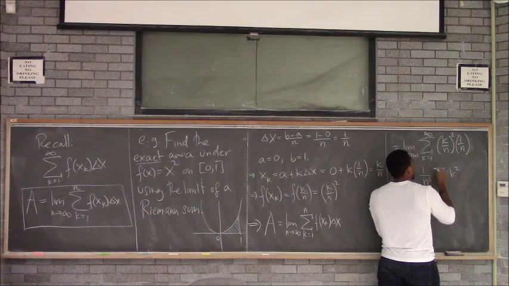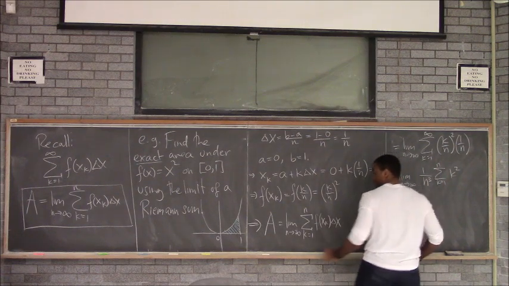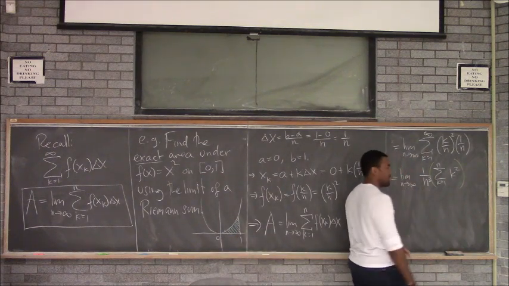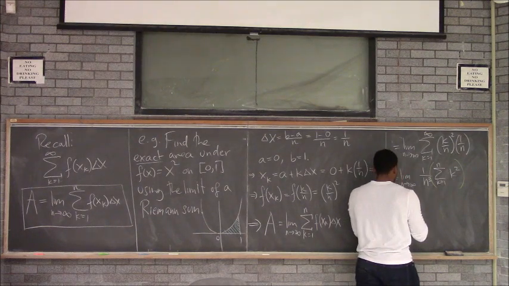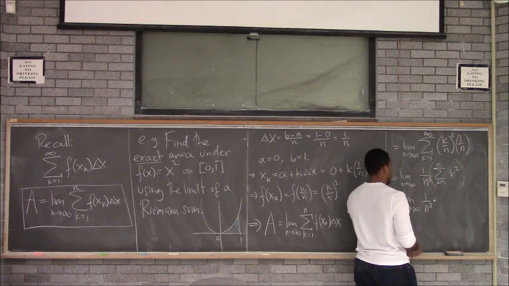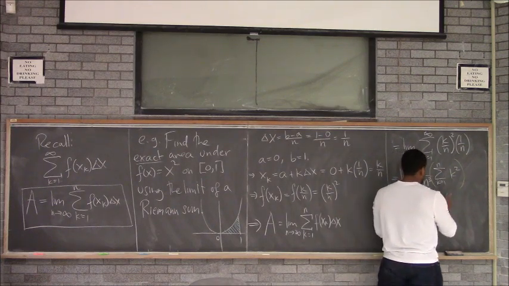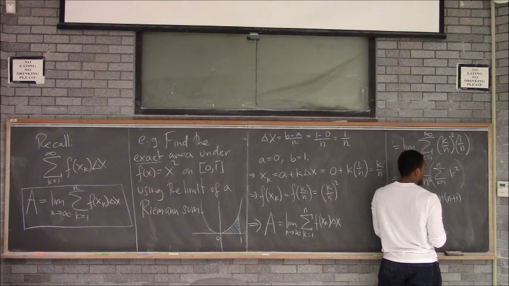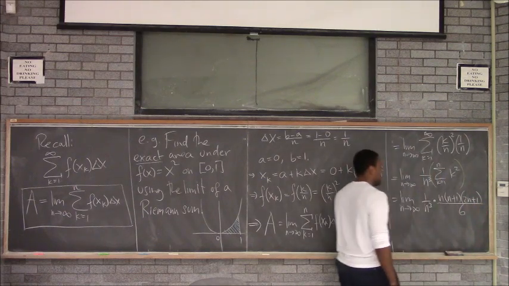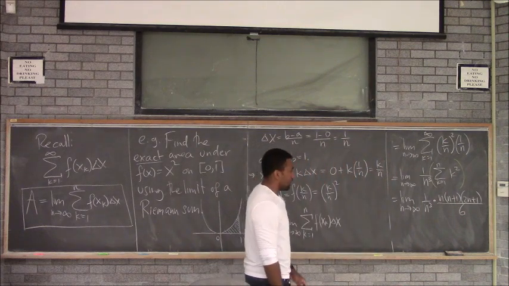Now I have this sum of k squared, which we all memorized the formula for by now. I told you guys you have to memorize that. What does that become? n times n plus 1 times 2n plus 1, all over 6.